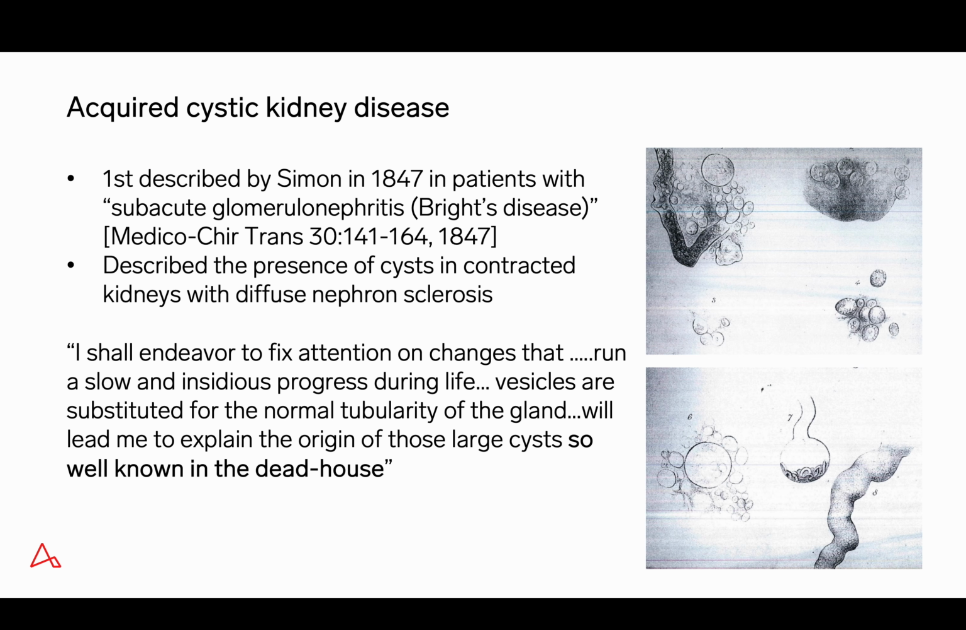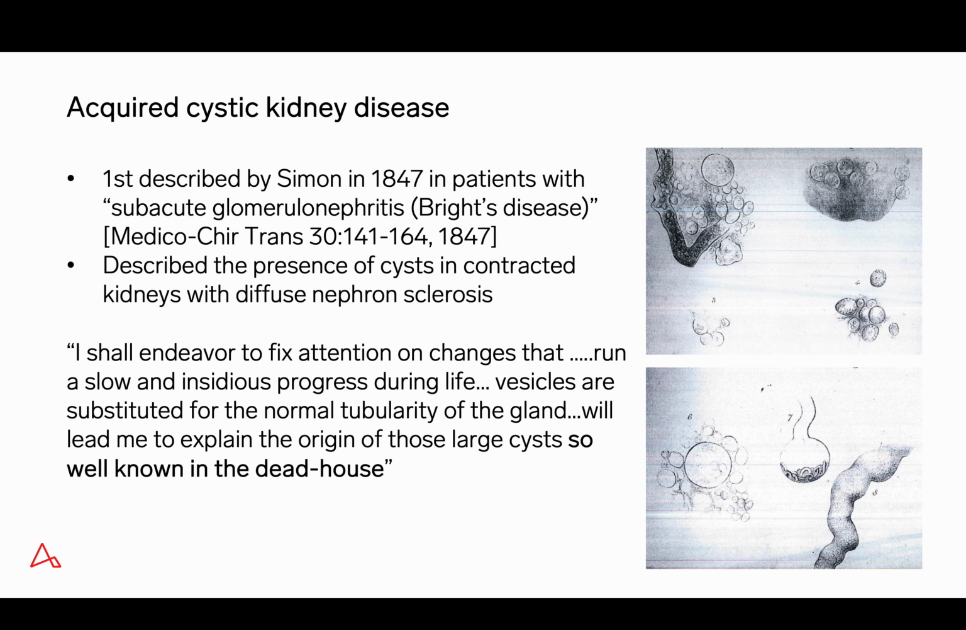Next, I'd like to discuss a very important entity, namely acquired cystic kidney disease. Simon, in 1847, is credited with the first description of this lesion, and he described the presence of cysts in small contracted kidneys, in which the contracted kidneys showed diffuse nephron sclerosis. There was no evidence of infection, lower urinary tract obstruction, or lower urinary tract abnormalities.